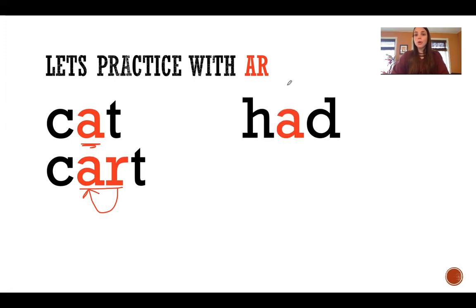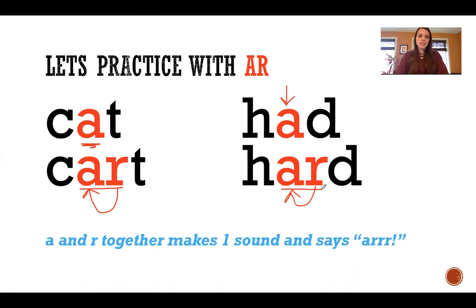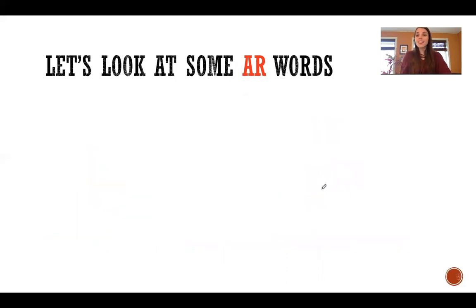What if I had the word had? My vowel in had says a. But if bossy R comes around, it changes the vowel sound and makes it say ar, like a pirate. Hard. A and R together makes one sound and says ar. Let's look at some AR words. Let's practice being our pirate because we know that AR says ar.